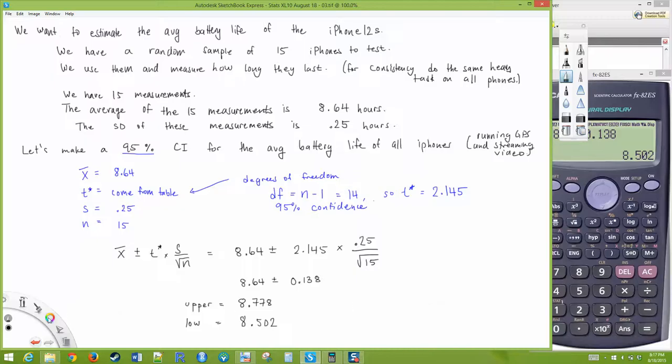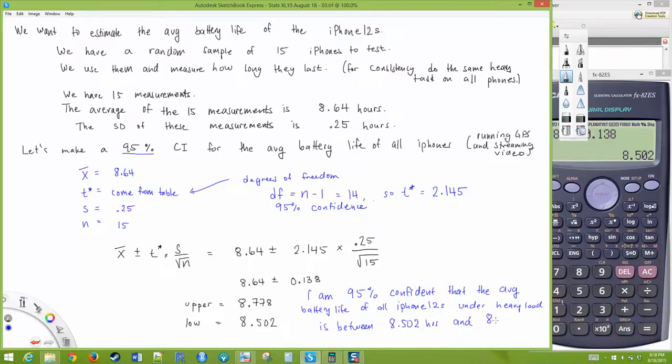Okay, and so I would say I am 95% confident that the average battery life of all iPhone 12s under heavy load is between 8.502 hours and 8.778 hours.